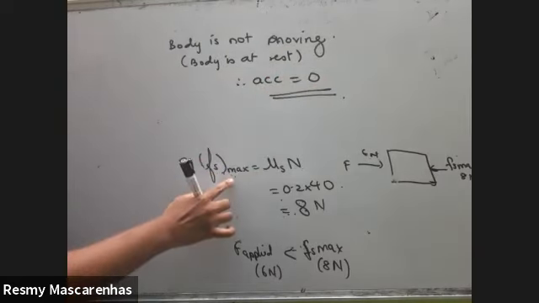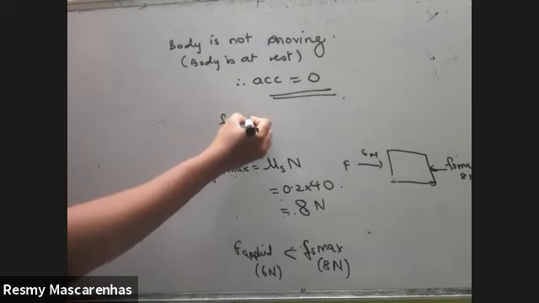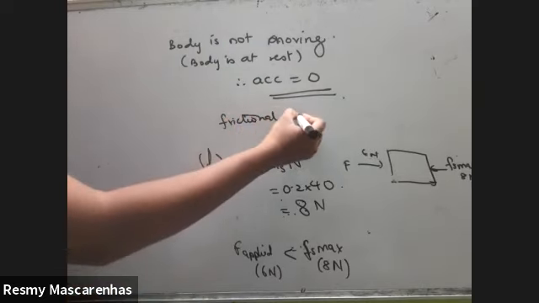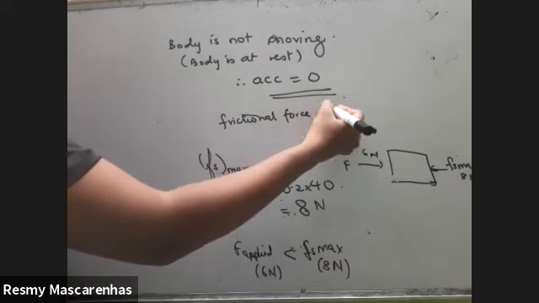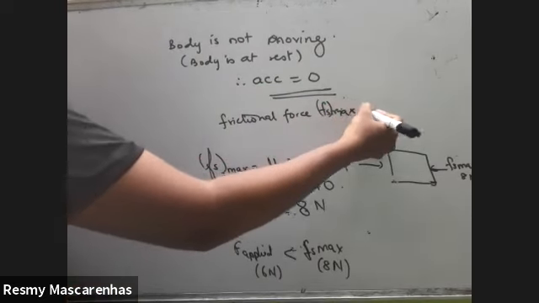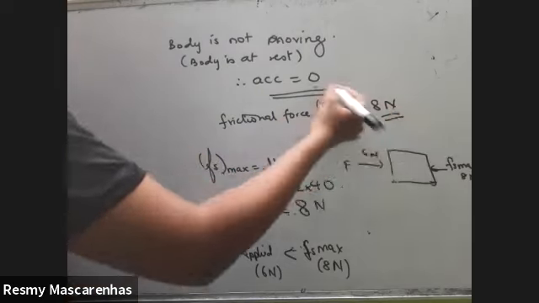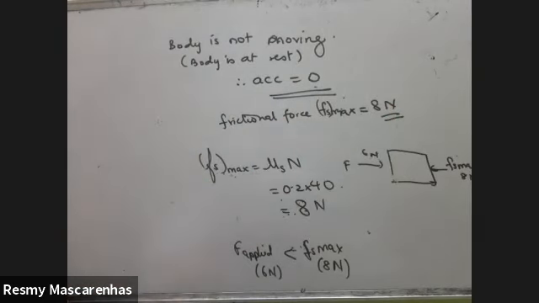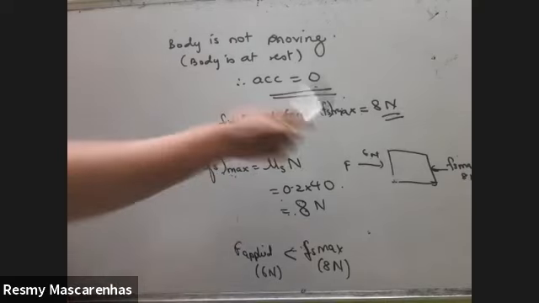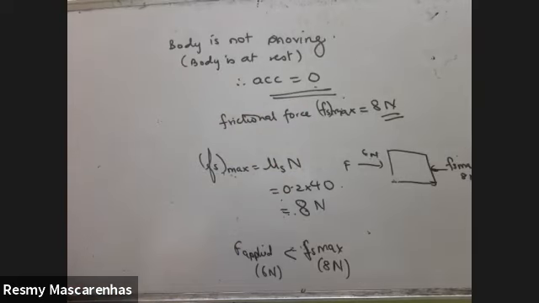So the only friction which is there is static. If the body was moving, then we would have to calculate kinetic force. Right now, there's only one force because if body is not moving, definitely there's no point calculating kinetic force. So the only frictional force which is there is the static friction force. That is 8 Newton.